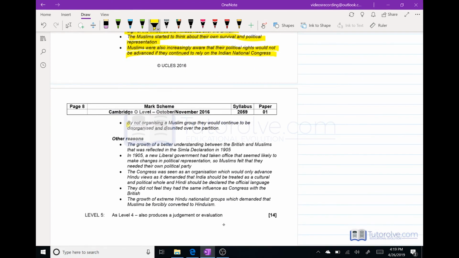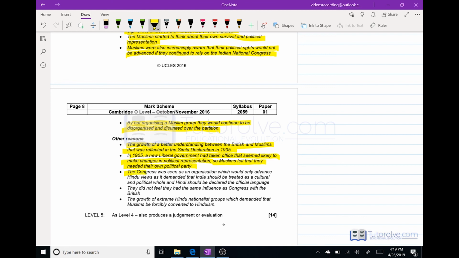By not organizing a Muslim group, they would continue to be disorganized and disunited over the partition, so they would have different opinions altogether. Other reasons are the growth of a better understanding between the British and the Muslims, reflected in the similar declaration in 1905. In 1905, a new liberal government had taken office that seemed likely to make changes in political representation, so Muslims felt that they needed their own political party. So for them, the timing was right.